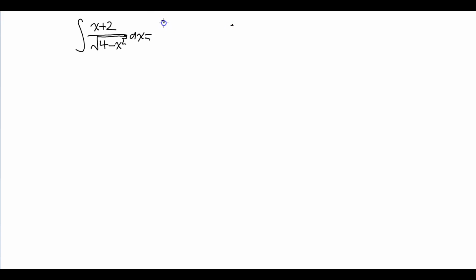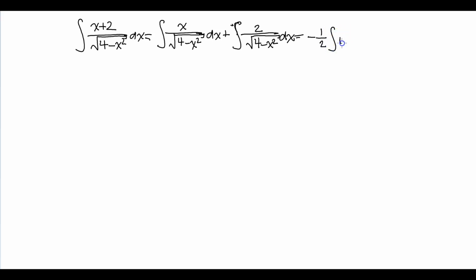So why don't we split apart this function into two integrals? The first integral will look like this, and the second integral will look like this. It's just the properties of integration. And now using this definition, we can easily integrate because now we have a lone x on the top of the left integral. So we can easily use a u substitution. So we have negative 1/2 times u to the negative 1/2 power du, plus 2 times the integral of 1 over the square root of 4 minus x squared dx.